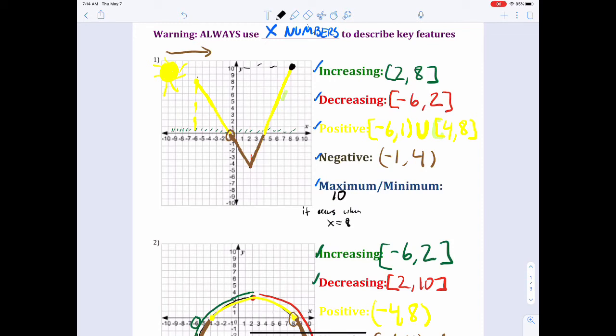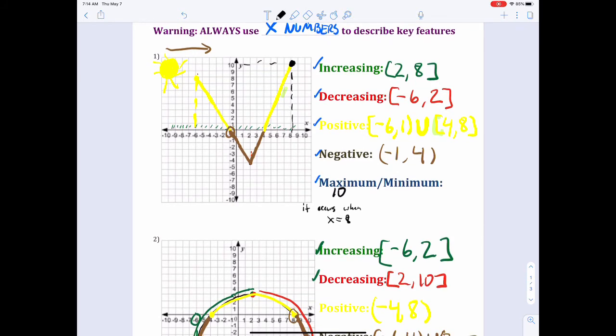Because I know we said we're always going to use x numbers to describe features. The maximum min values are really technically y numbers, the highest up. So it is 10, but it's good to include that x number there. So it occurs when x is 8. We hit that highest point on our graph of 10. And the minimum is the lowest point, and that would be -4.